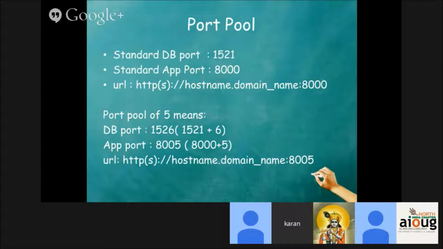So while cloning, if we provide a port pool of 5, that means the DB port will now be changed from 1521 to 1526. That's 1521 plus 5. That's a typing error that I've made. And the app port will change from 8000 to 8005. So now the URL of the application that you will be sharing with the developers or the end users would become hostname.domain colon 8005. The S in the HTTPS stands for the certificates if you have used and if your instance is SSL enabled.